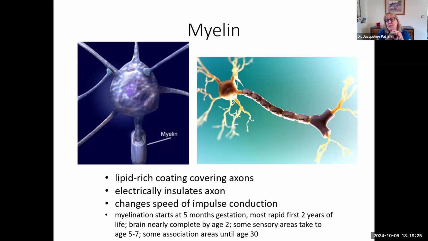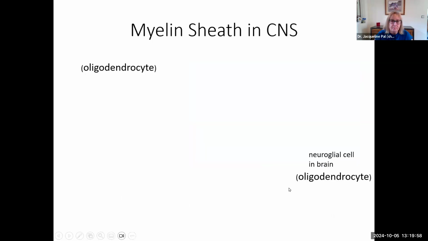Some sensory areas in your life will take a few more years and won't be completed until about the time you start grade school. And then there are a few association areas in your brain that will take until your mid to late 20s to finally finish. But as you can see, this myelin is a thing that's super important when you are a toddler or before you are even a toddler, the first 2 years of life.